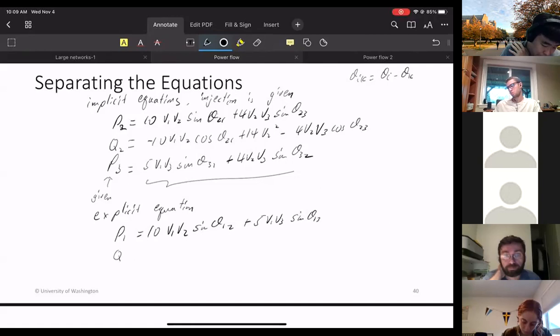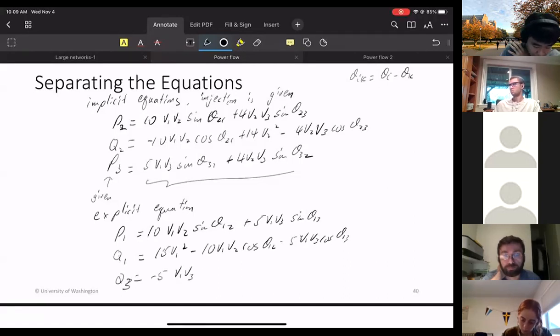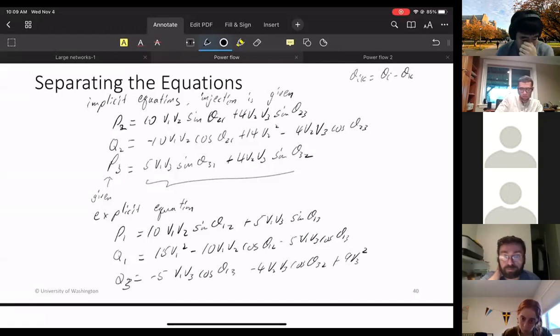Okay, so Q1 is V1 squared minus 10 V1 V2 cosine theta 1 2 minus 5 V1 V3 cosine theta 1 3. Q3 is minus 5 V1 V3 cosine theta 3 1 minus 9 V3 squared, and so on. Okay, so these are explicit equations. So this means that they don't enter into the picture when we're solving the power flow equation, because the left-hand side is not given to us. Okay, so there's nothing to solve for us here.